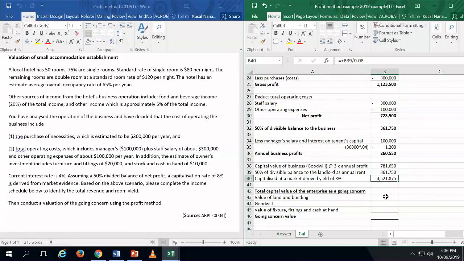So now we have all the information to calculate the going concern value. Value of the land and the building. This is goodwill. And value of fixture, furniture and cash in hand, 30,000. Total value of the building. Value of the business as a unit, because property and business as a unit is 5,333,500. We call this the going concern value of the specialized property.